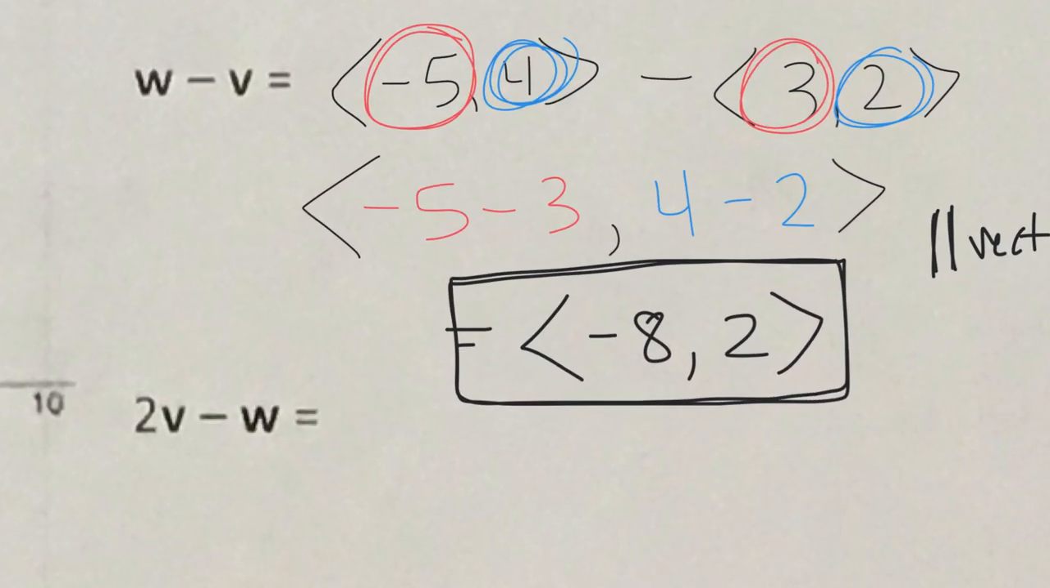So now we have a little something special, 2 V's. Okay, so we have 2 times the vector V, which was once again 3, comma 2.